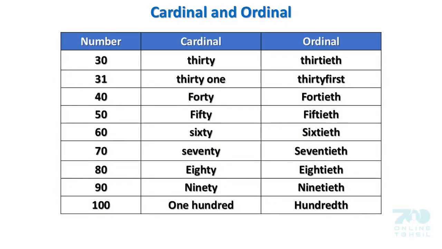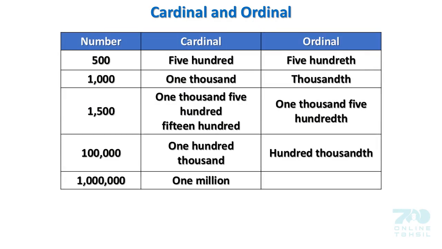30, 30th. 31, 31st. 40, 40th. 50, 50th. 60, 60th. 70, 70th. 80, 80th. 90, 90th. 100, hundredth. 500, 500th. 1000, thousandth. 1500, 1500th. 100,000, 100,000th. 1 million.